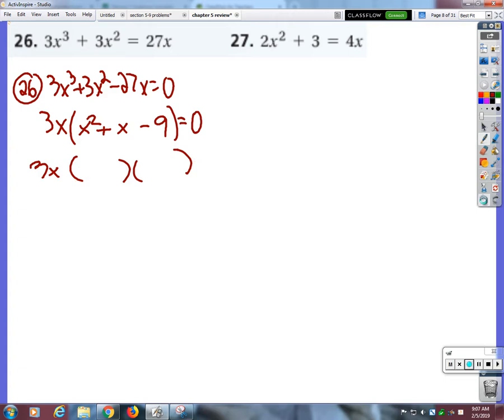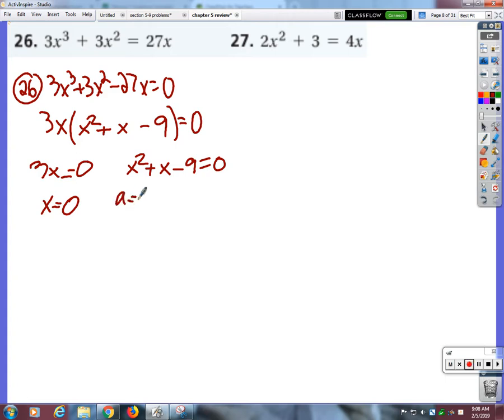So, when we can't factor that, what do we have to do? Quadratic formula, yeah. So I got 3x equals 0. I got x squared plus x minus 9 equals 0. Let's do this part first, Austin, because it's so easy. If 3x equals 0, what does x equal? 0.